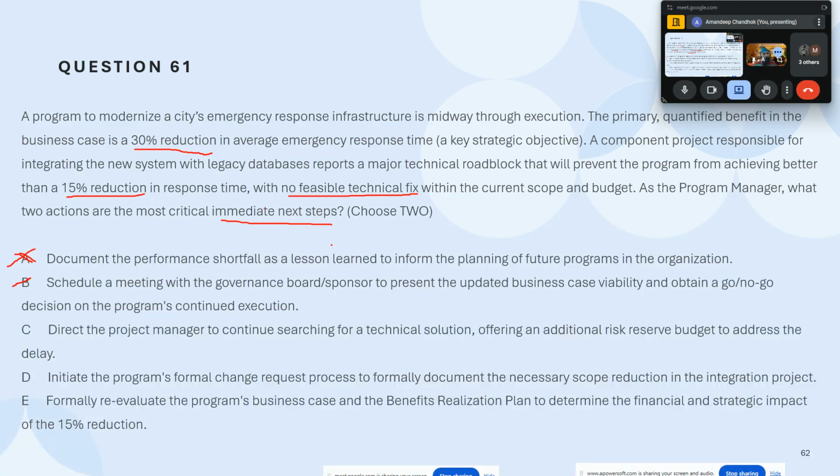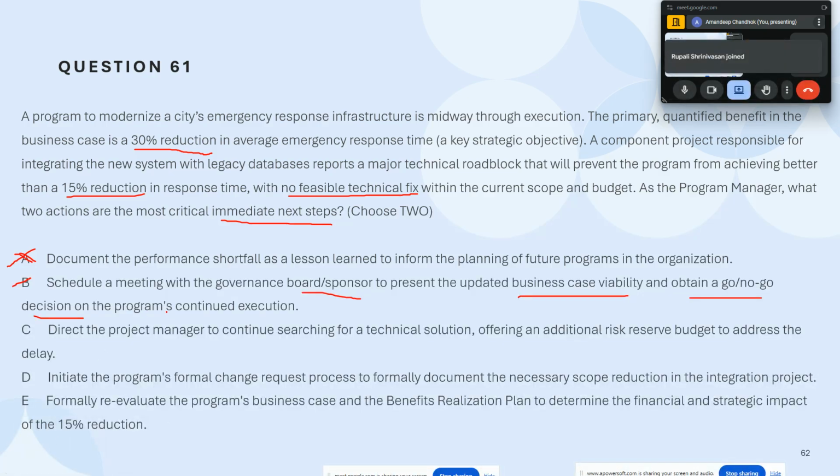Remember, with programs, one of the key things you do is deliver value. Over here, your value itself has gone down by half. Is it really worth investing the money now? That's where a program manager would normally go to the board and say, this is the business case we have. We have come down from 30% to 15% and we can't go back. Are you okay for this program to continue? Sometimes they might say yes, sometimes they might say no, not worth it, cancel it.